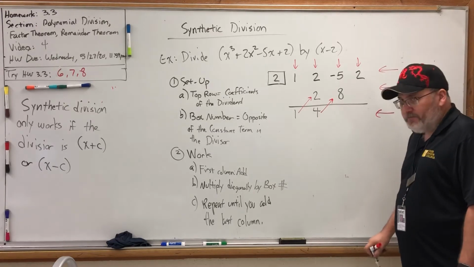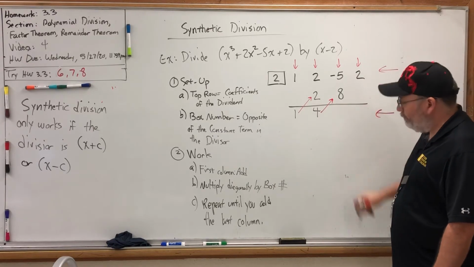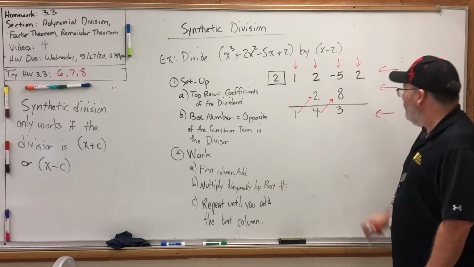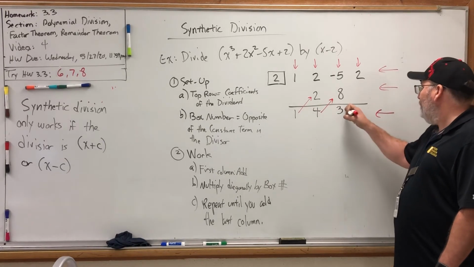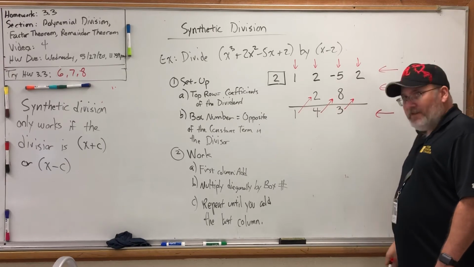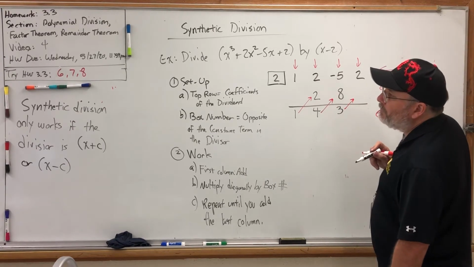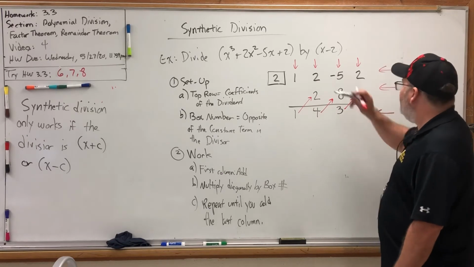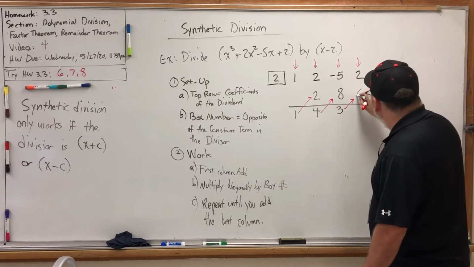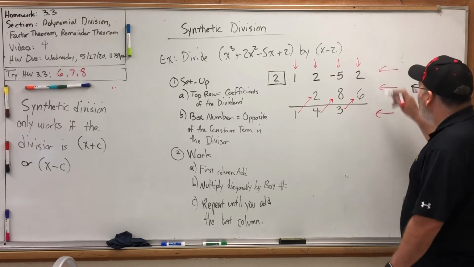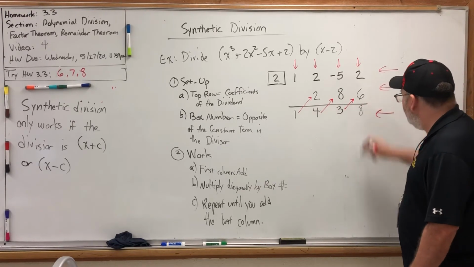And then you add. -5 and 8 is 3. And then multiply diagonally by the box number. 3 times 2, I missed a negative somewhere? No, I didn't. 3 times 2 is 6. And then the work ends when you add up the last column. 2 plus 6 is 8.